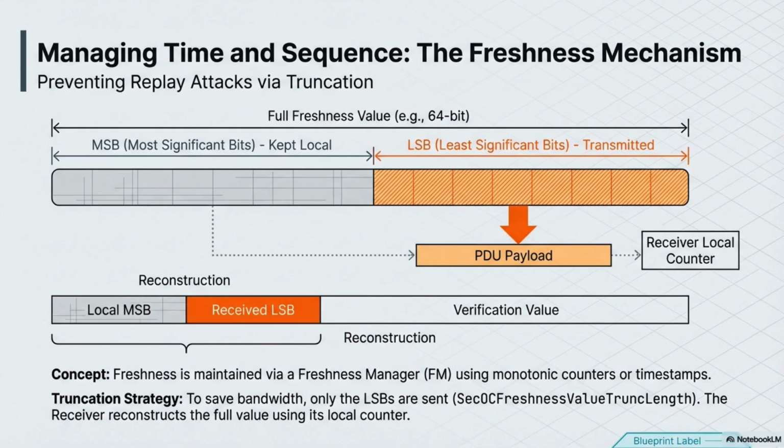To save bandwidth, we don't send the entire freshness value. We keep the most significant bits local on both sides and only transmit the least significant bits. The receiver then uses its local counter to reconstruct the full value for verification.